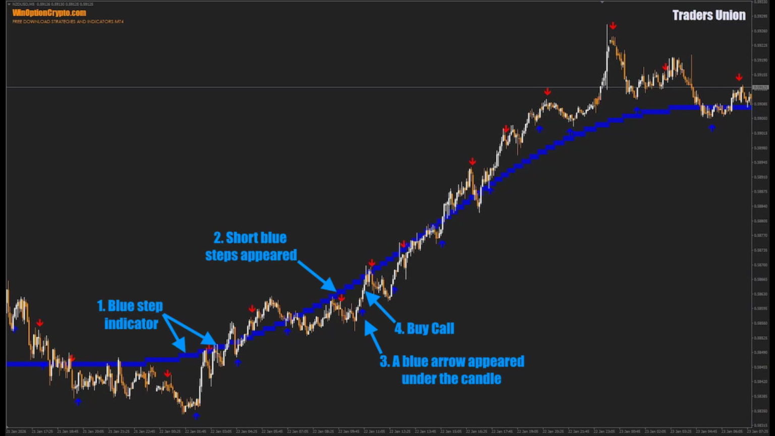So, to open a call option. 1. Ensure there is a bullish trend. The stepped indicator is blue. 2. Wait for short blue steps to appear. The trend has gained the necessary speed. 3. Wait for a blue arrow to appear below the candle. 4. At the opening of the next candle, open a call option.